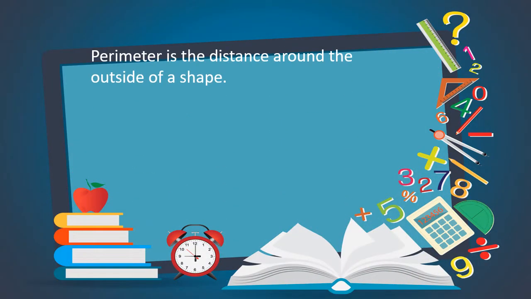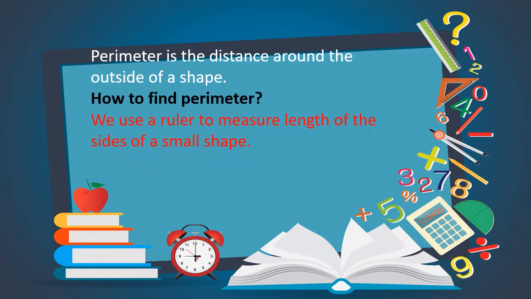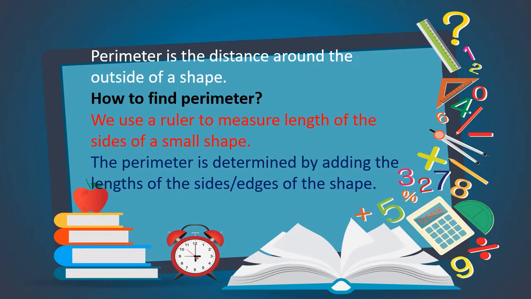Okay students, now perimeter. What is perimeter? Perimeter is the distance around the outside of a shape. Now how to find perimeter? We use a ruler to measure the length of the sides of a small shape. The perimeter is determined by adding the lengths of the sides, edges of the shape.